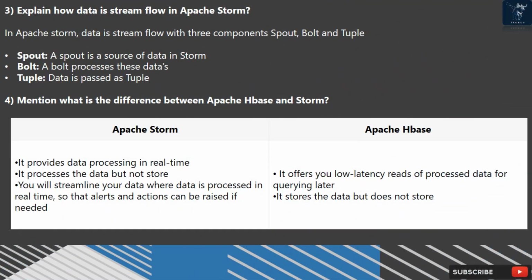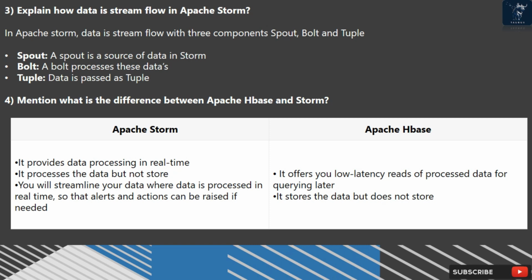3. Explain how data stream flows in Apache Storm. In Apache Storm, data stream flows with three components: spout, bolt and tuple. Spout. A spout is a source of data in Storm. Bolt. A bolt processes this data. Tuple. Data is passed as a tuple.